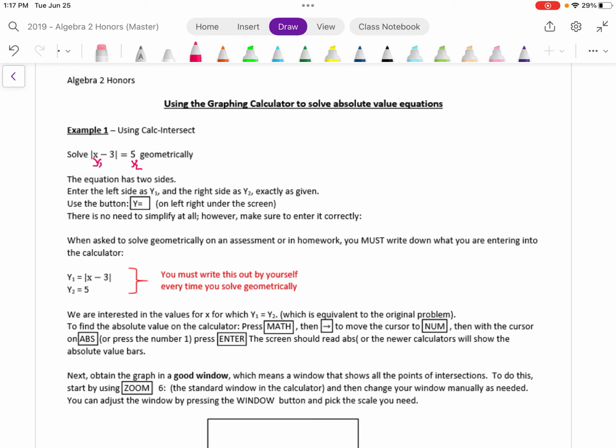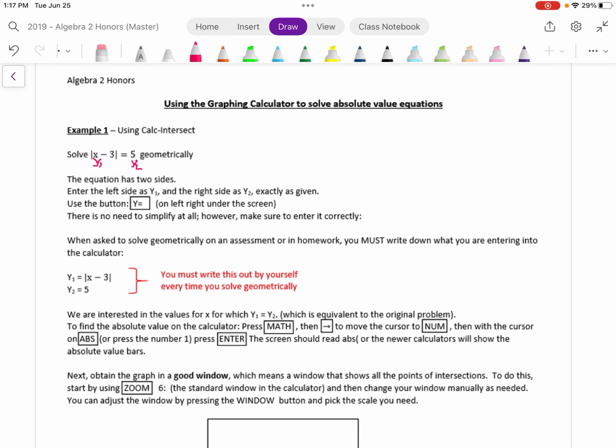Now, I wrote out all of the instructions. If on a test or an assessment of any kind, we ask you to solve something geometrically or graphically, this is what we mean. And you can use either Calc Intersect or the second example I'm going to show you, Calc 0. You can pick either one for this particular method. But what you have to do is show us what you're putting in the graphing calculator, what the graph looks like, what the important points that we're interested in look like, and what those points are.